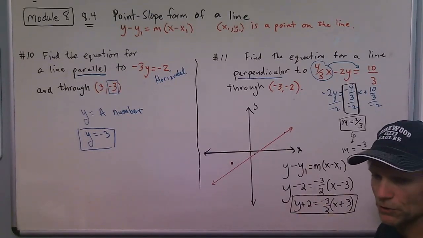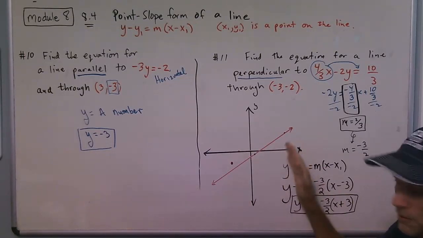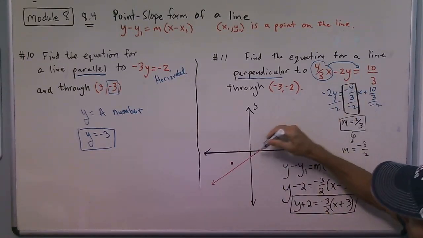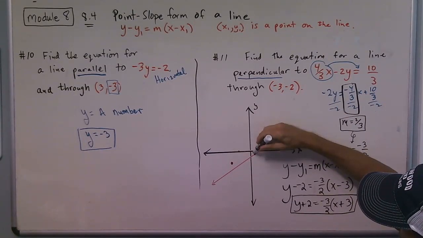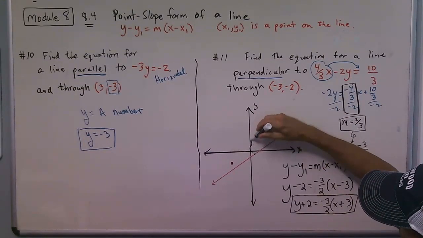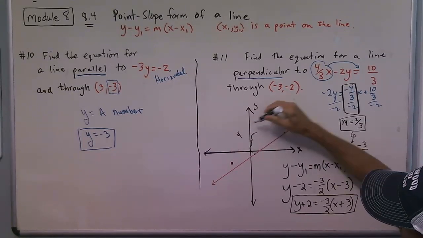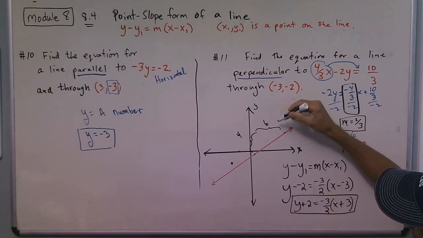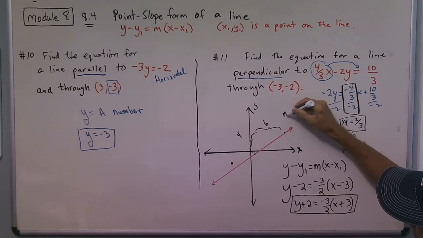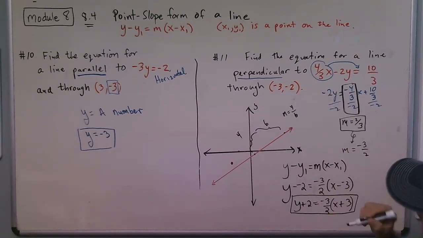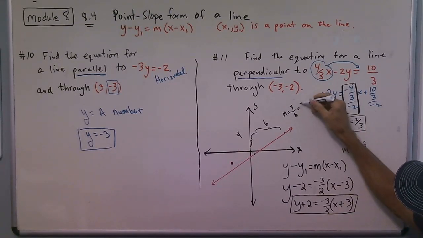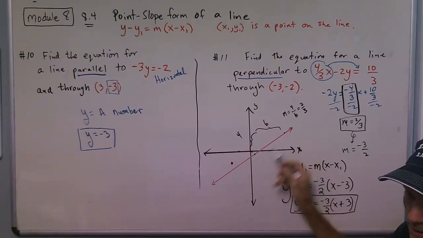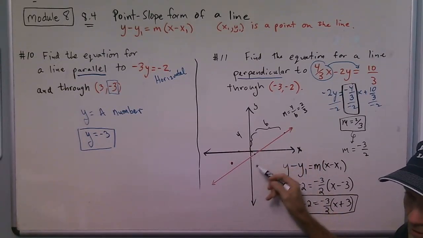Now, I just want to show you quickly, if you did use the picture, instead of finding the slope this way, what a student might have done is they would have said, okay, the rise here is 4, and the run here is 6. So rise over run is 4 over 6, and that reduces to 2 over 3. So we could have used the picture to find the slope of our original line.